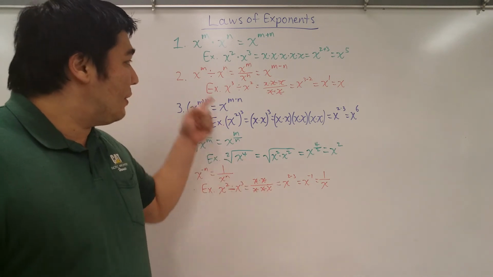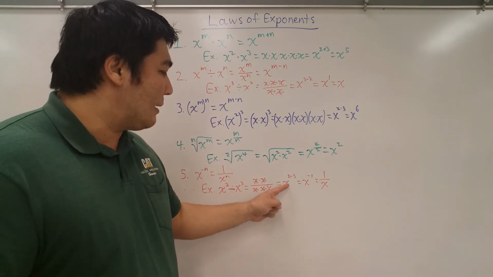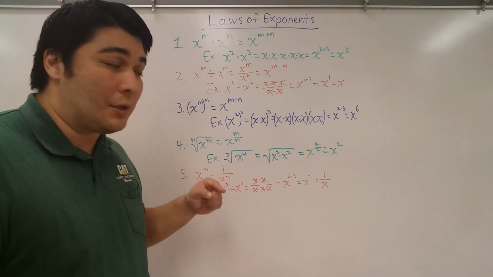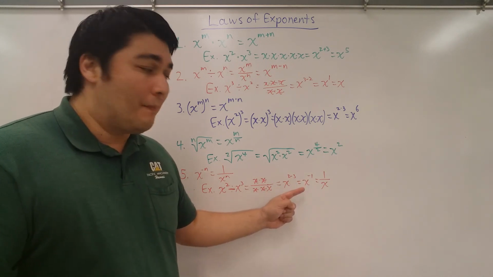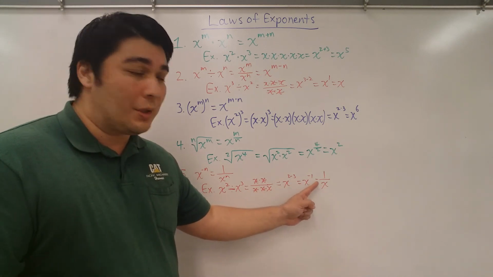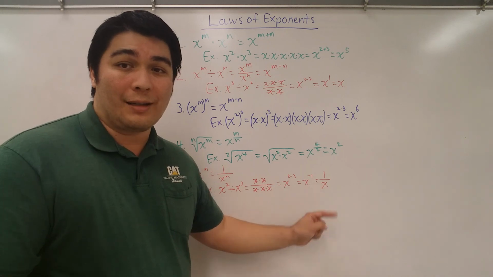However, if I appeal to law number 2 here, what that means is that this is the same thing as x to the 2 minus 3, because of law number 2. And 2 minus 3 is negative 1. But we also know that this result, 1 over x, is also true, so that's why x to the negative 1 is equal to 1 over x.